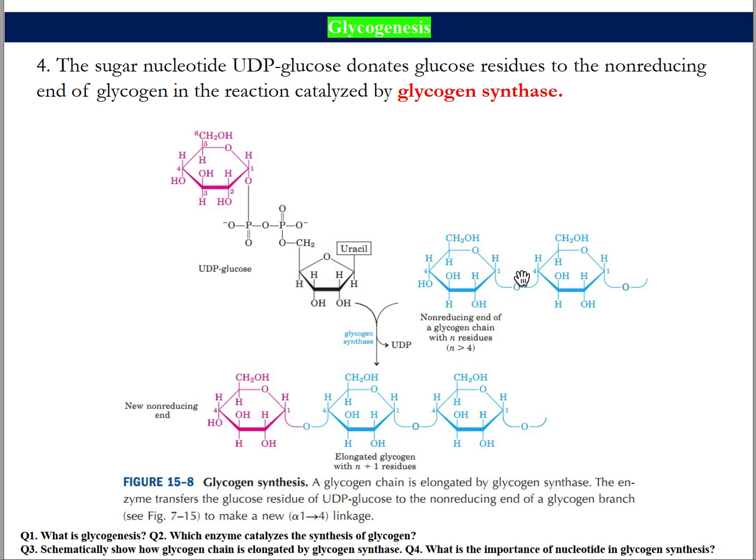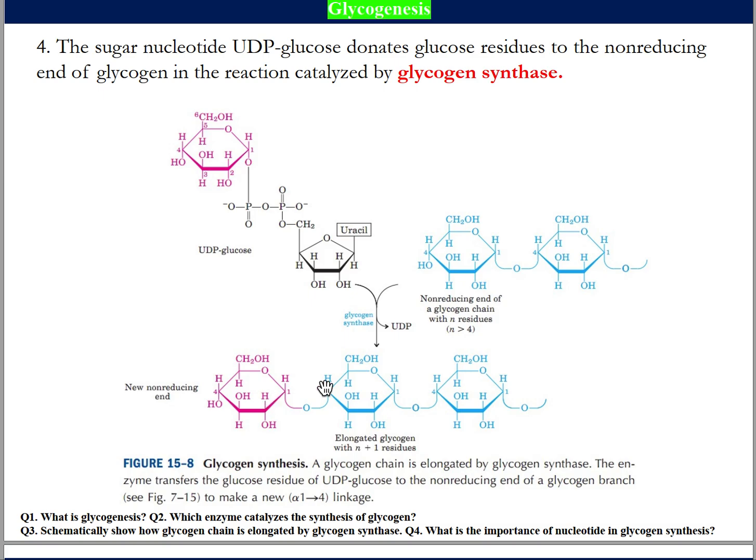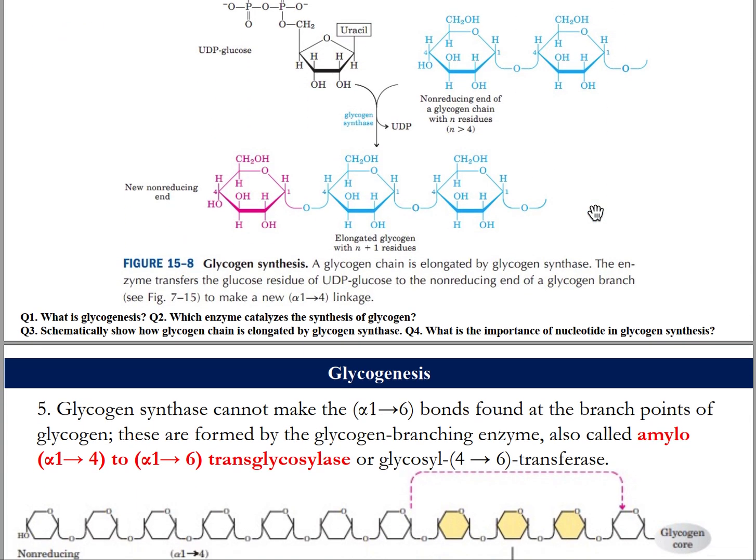So it is very important for glycogen synthase function that pre-existing glycogen is present. What happens there is the UDP glucose will donate one glucose molecule to the non-reducing end of the glycogen chain, that means the preformed glycogen chain, and here you can see glycogen has been elongated with one glucose residue. So this is how the preformed glycogen chain is elongated by glycogen synthase.